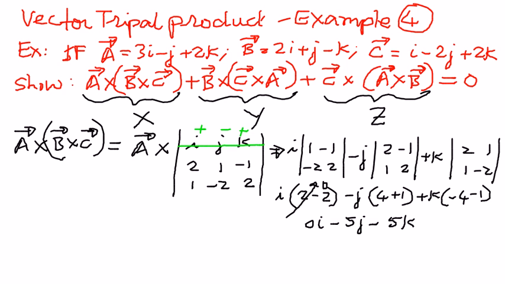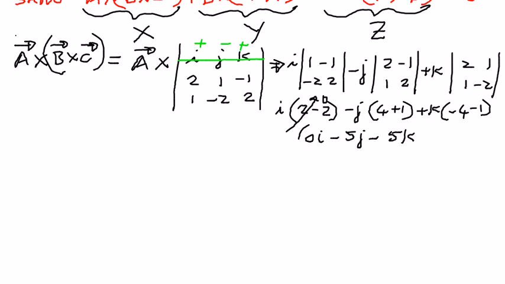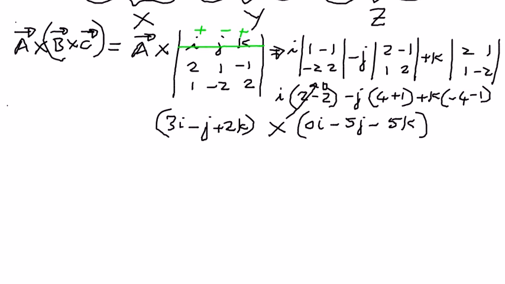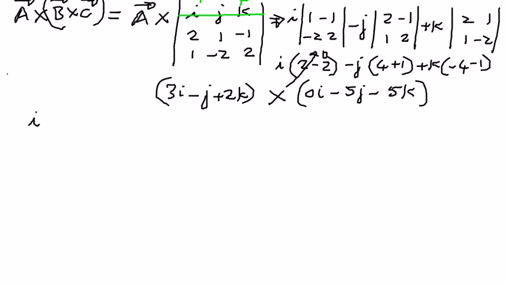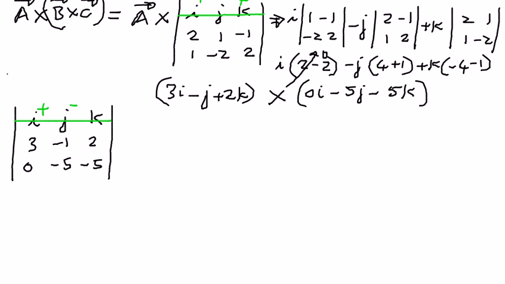So we got that, and now we want to cross this with vector A. Vector A is 3i minus j plus 2k. Since we are doing the cross product between two vectors, we can use determinants again. I write i, j, and k. The coefficients of A are 3, negative 1, and 2. For the second vector, the coefficients are 0, negative 5, and negative 5. We travel along the first row with the sign convention positive, negative, positive.